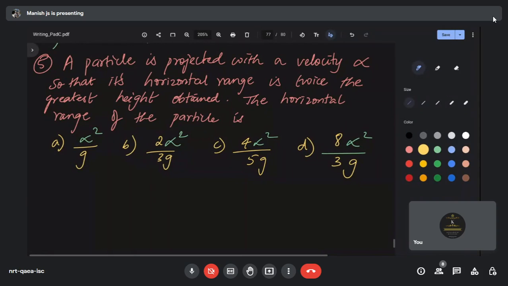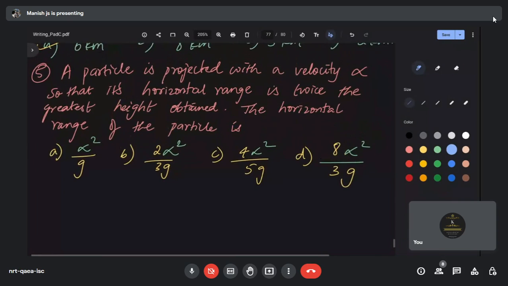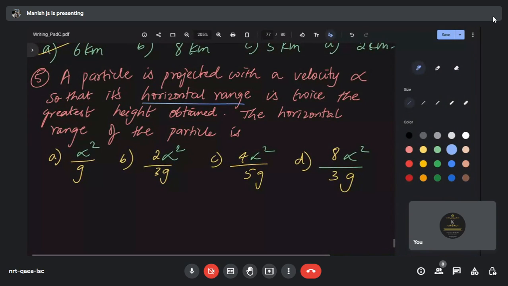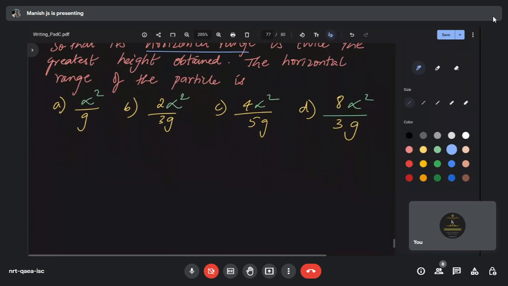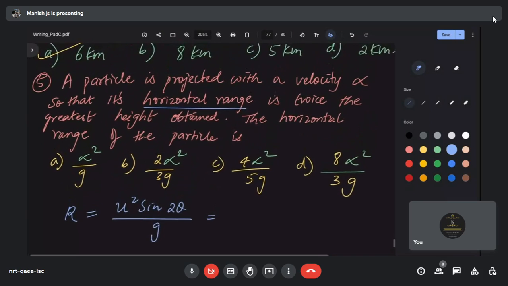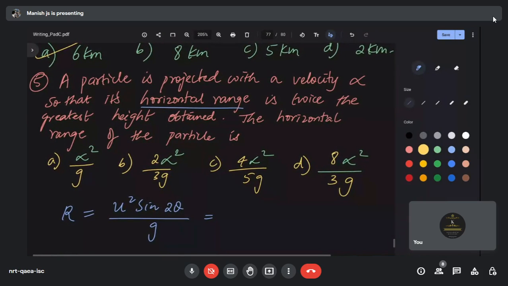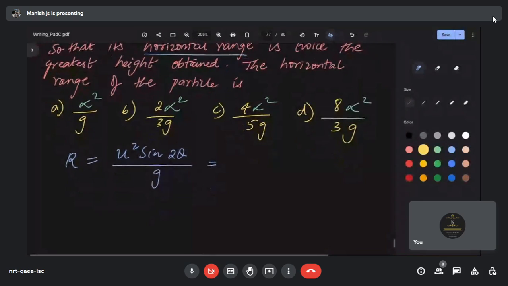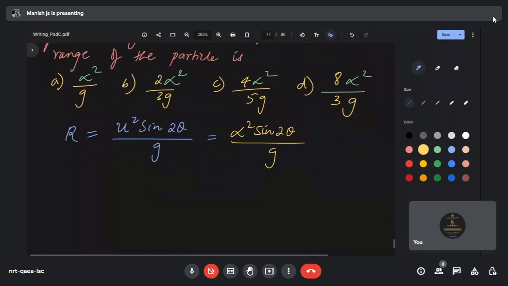You have to form a relationship here. So first you tell me the formulas. What is the formula for horizontal range? U square sin 2 theta naught divided by G, sir. So U square sin 2 theta by G is the relationship. We are replacing U with alpha, because that is the initial velocity they have given. So this becomes alpha square sin 2 theta by G. Do you understand? So this is what we have.